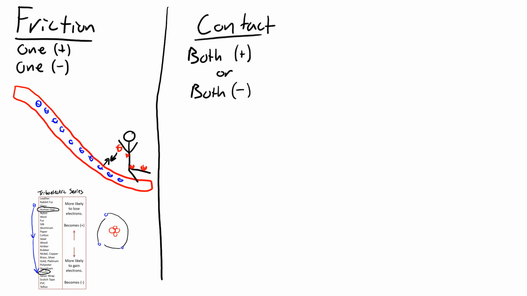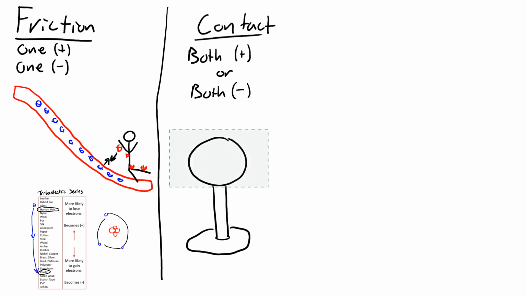So when I talk about both, I mean, okay, one object for friction was a human and the other object was a slide. It could be a piece of rabbit fur and a piece of PVC pipe, plastic pipe, but you need two objects, right? So for friction, they had opposite charges. For contact, they're going to have the same charge, and I'll show you how that happens.